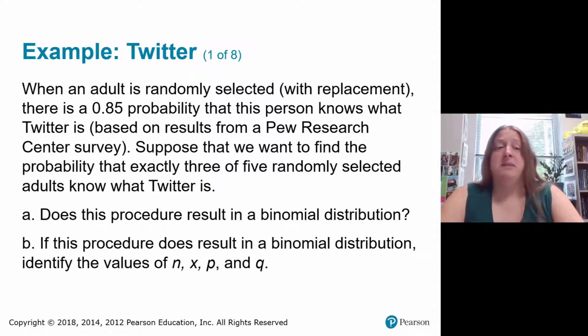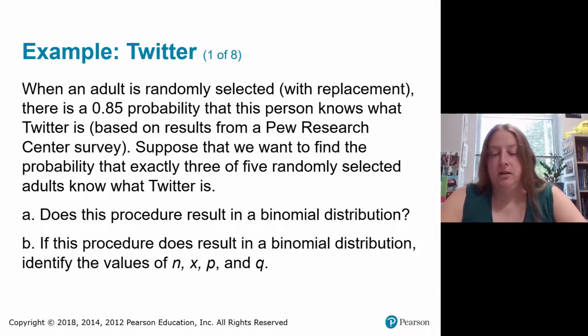So let's take a look at an example. When an adult is randomly selected with replacement, there is a 0.85 probability that this person knows what Twitter is, based on results from a Pew Research Center survey. So suppose that we want to find the probability that exactly 3 of 5 randomly selected adults know what Twitter is. All right, first thing we want to know is: is this a binomial distribution? And if it is, let's figure out what these values for n, x, p, and q are.